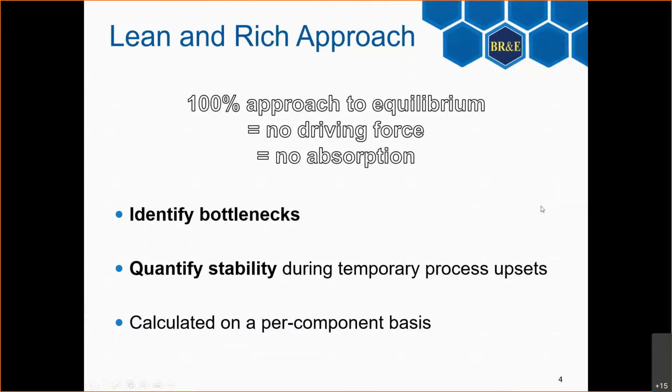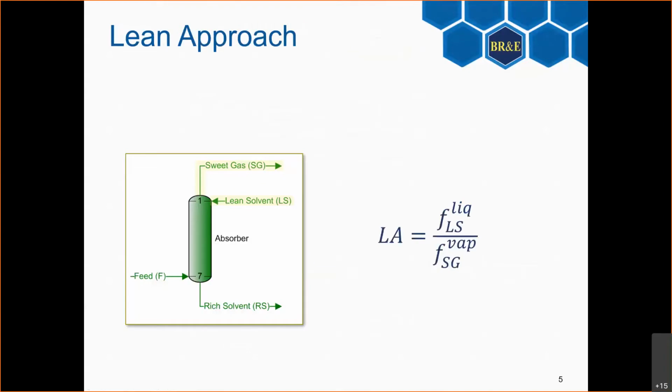All right. So this was the concept in general. Now let's take a look at lean approach first. Lean approach refers to the amount of driving force we have available at the top of the absorber. So as you can see, it is the driving force between the lean solvent, lean amine in amine sweetening, and the sweet gas, the vapor leaving at the top of the column.